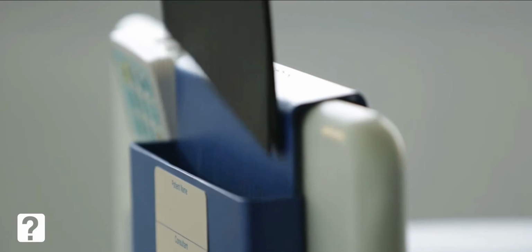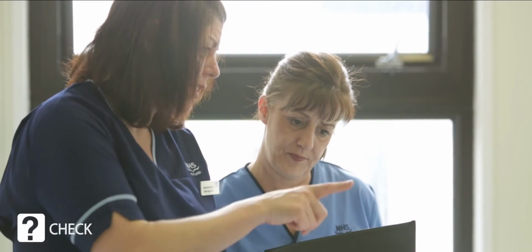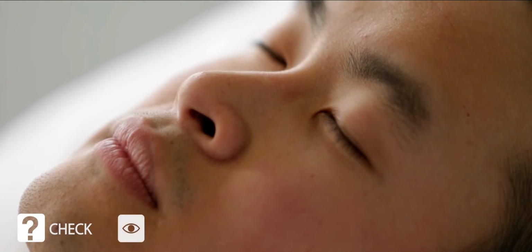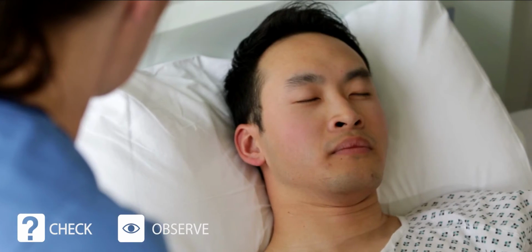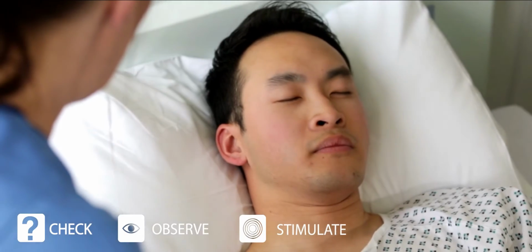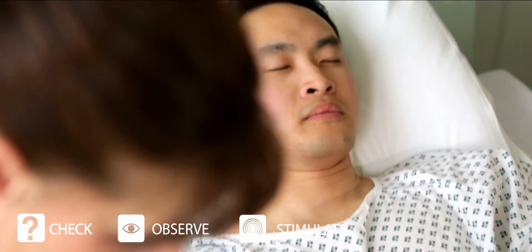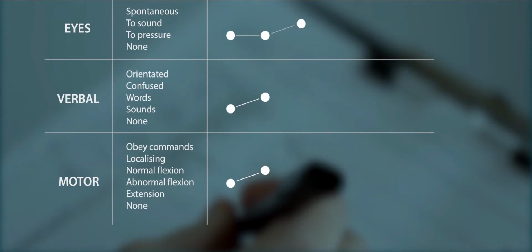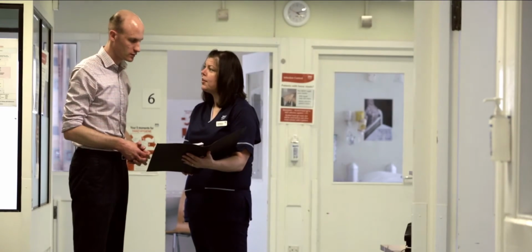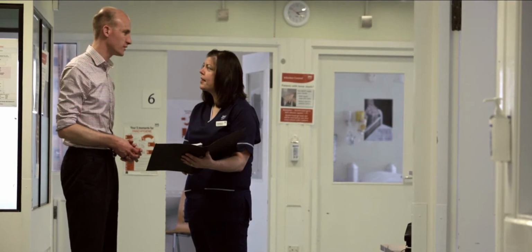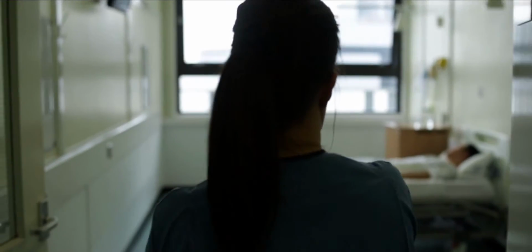So, to recap, check for factors that might interfere with your assessment. Observe the patient for spontaneous eye-opening, speech and movement. If necessary, then stimulate the patient, first verbally and then physically. Findings should be documented clearly on a coma scale chart. The observations can then be clearly communicated and the trend rapidly appreciated so that any improvement or deterioration in a patient's condition can be seen.